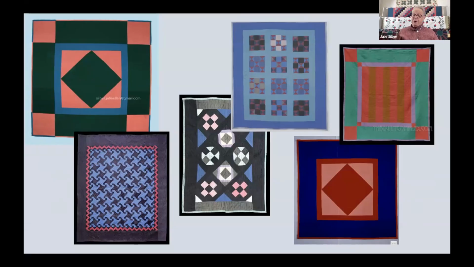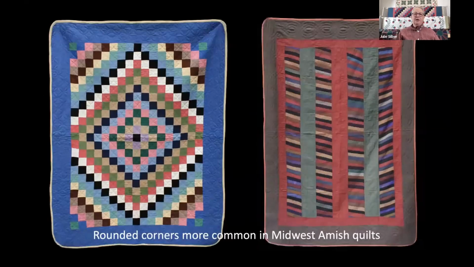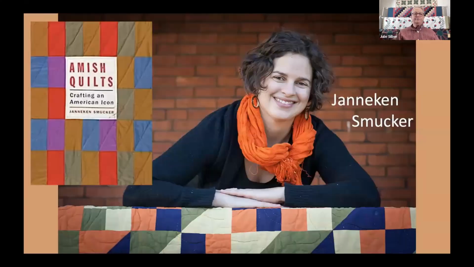And I didn't remember until I started looking through my photos of all the Amish quilts that I've either owned or sold or taken care of at the Esprit collection. And what did I find? I found an Ohio Amish quilt that was in the Esprit collection, 1940-ish, baby's blocks, that has rounded corners. And then I found two crib quilts or trundle bed quilts, both of them from the Midwest, and they have rounded corners.